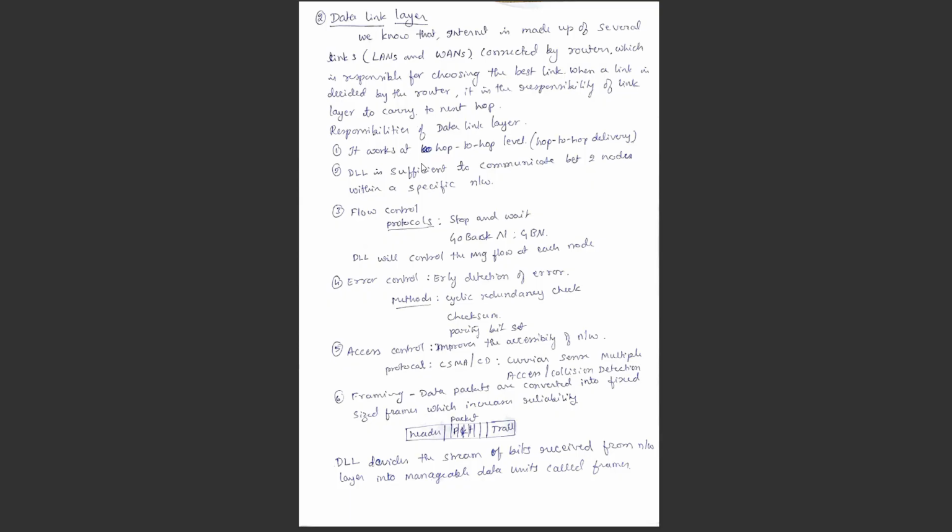Access control means improving the accessibility of the network. The protocols used are CSMA/CD and CSMA/CA. CSMA is very important, even from the GATE exam point of view and also from the engineering point of view. Now framing, the data packets. A packet, as we all know, consists of header, trailer and payload. Each packet is divided into fixed size frames, which increases the reliability.